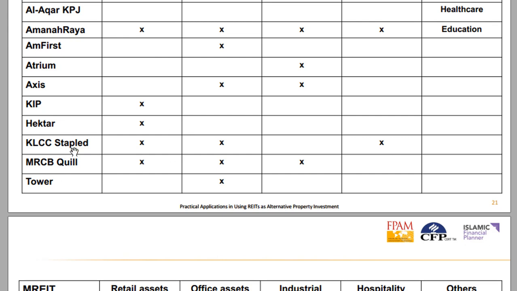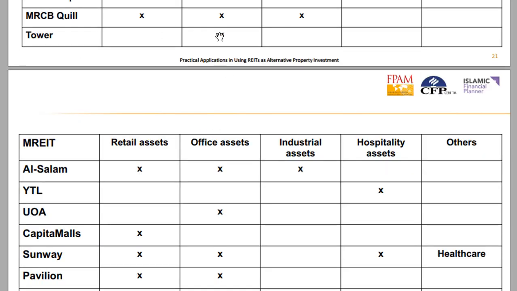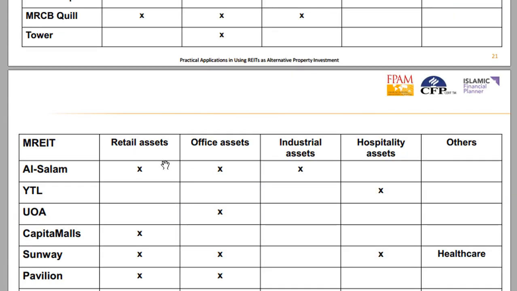So I'll go through this list very fast. MRCB Quill REIT, they again have hybrid assets. Tower is a strictly office asset. Al-Salam is by Johor Corporation. Most assets are very concentrated in Johor. Most of these REITs have assets in the city center, but you can see that some are actually not in KL or the city center. They are in cities across Malaysia.